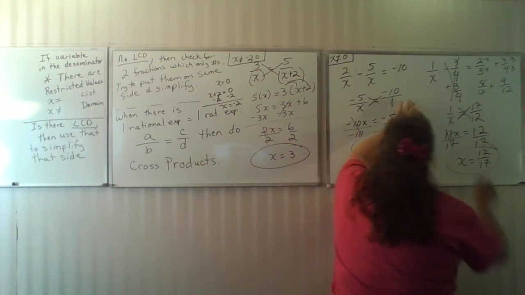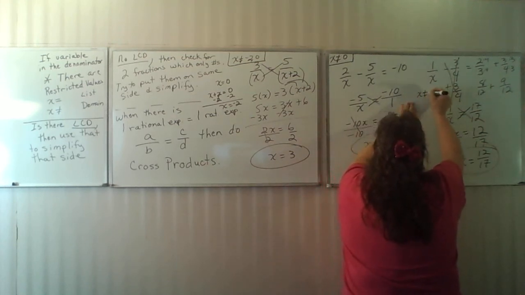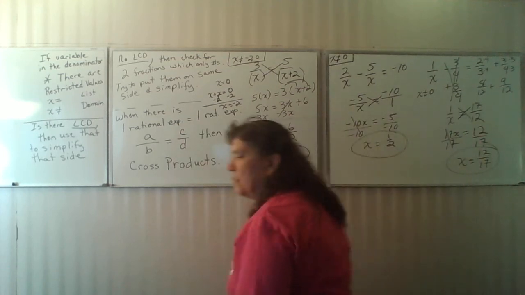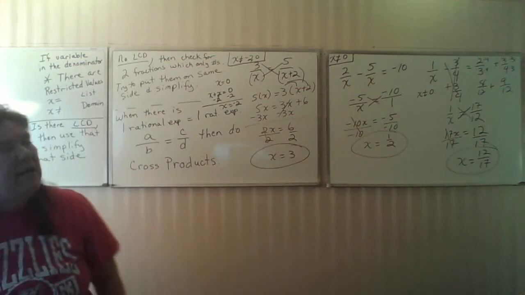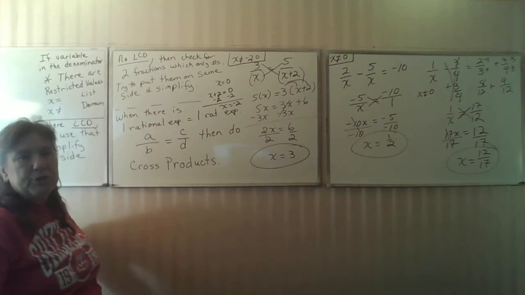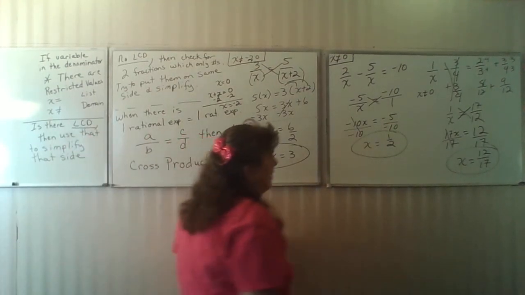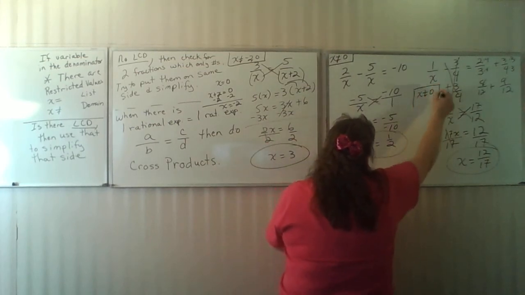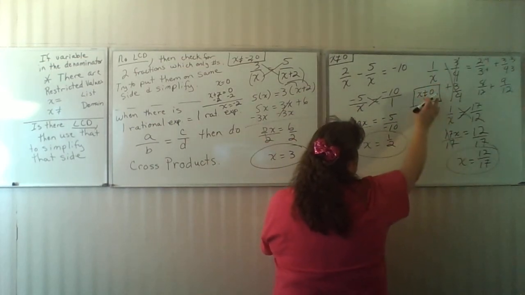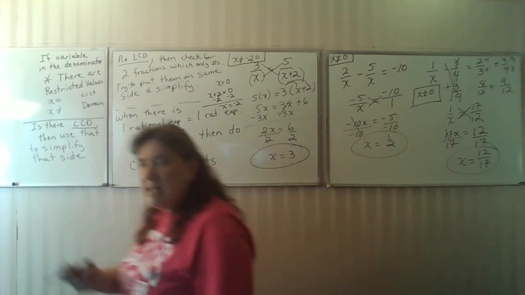I didn't do my restricted value. X cannot equal 0 because there's only one variable in the denominator. There's nothing added or subtracted to it. So my restricted value is x cannot equal 0. And since my number 12/17 is not 0, I have a valid answer.